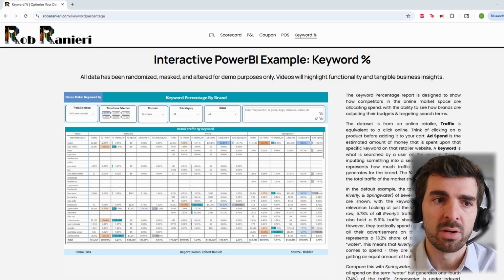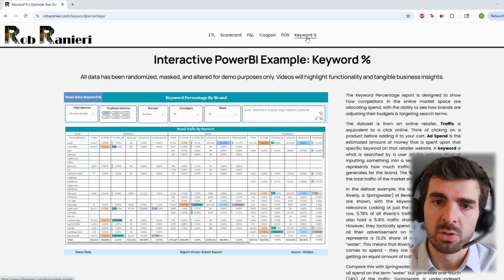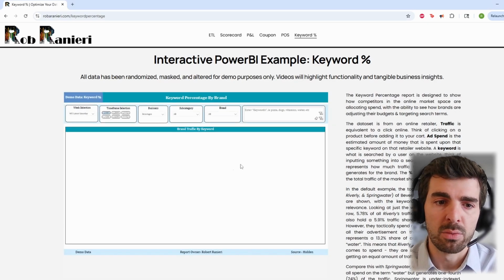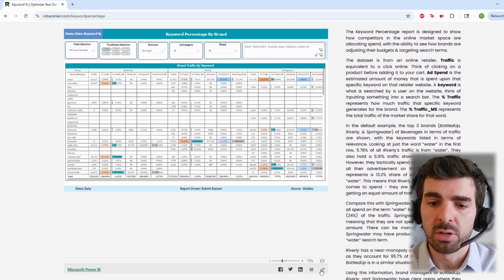It's a Power BI report that is designed to show the competitive spend at a brand and search term level in an online marketplace. To begin, please go to my website, robaranieri.com/keyword percentage, or if you're already there, click on the keyword percentage tab. A Power BI embed will show up. I recommend going into full screen mode to begin.